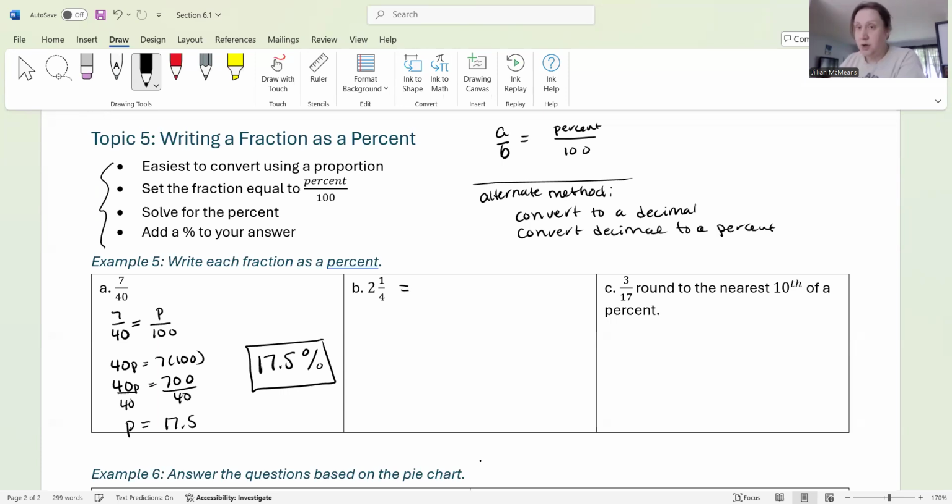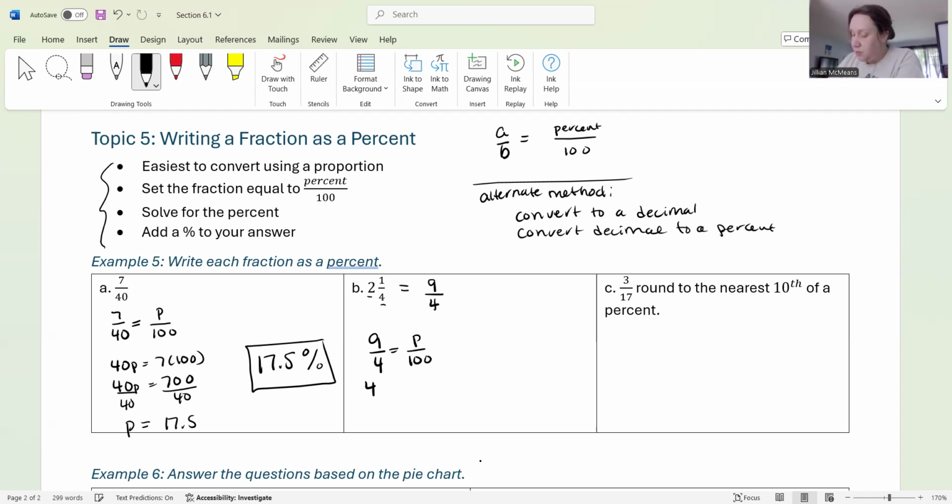And remember, to convert a mixed number into an improper fraction, we take the denominator, multiply it by the whole number. So 4 times 2 is 8. And then we want to add the numerator, which makes that 9. And then we just keep the original denominator, okay? So now I've got 9 over 4 equals P over 100.